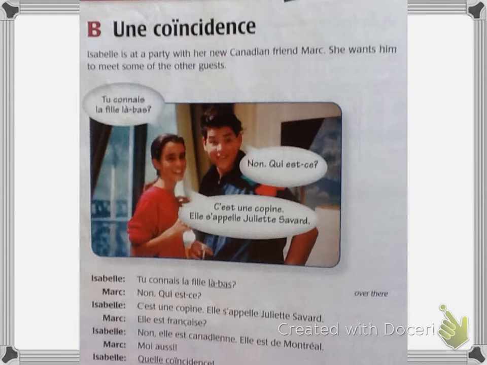So again, this is sort of introducing some of the new vocabulary that's going to be introduced in this lesson. Okay. So again, we see tu connais is do you know. So we have do you know the girl over there? No. Who is it? It's a friend. And again, we can tell that it's a female friend because we see that une. Her name is Juliette Savard. Is she French? No, she is Canadian. She is from Montreal. Me too. What a coincidence.